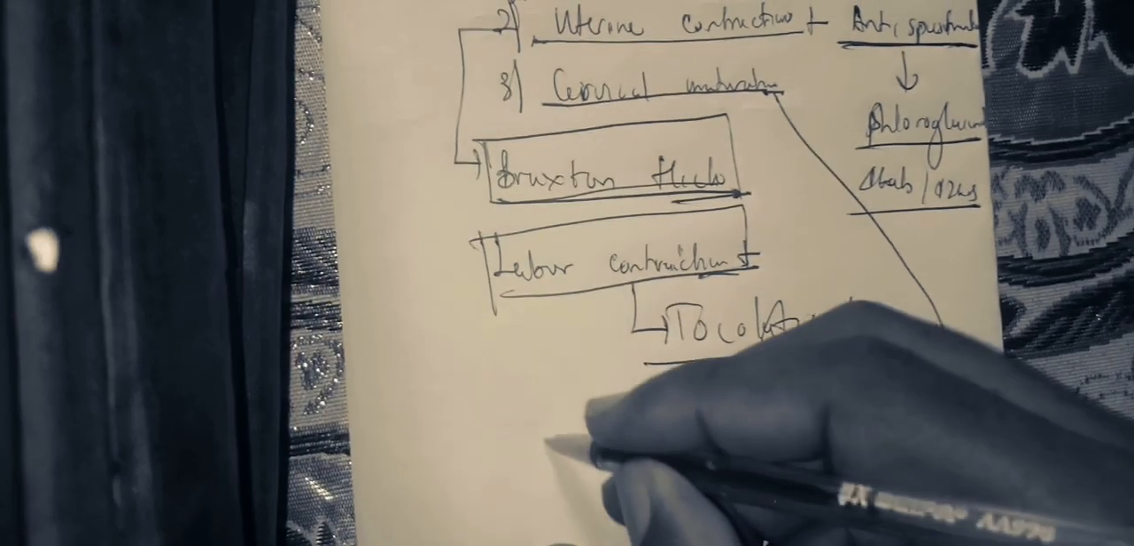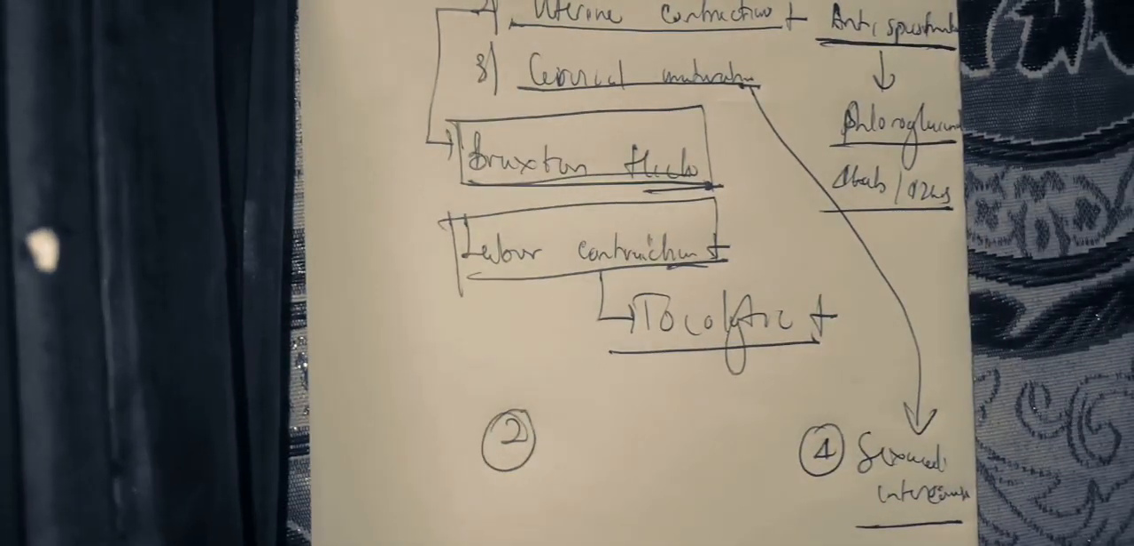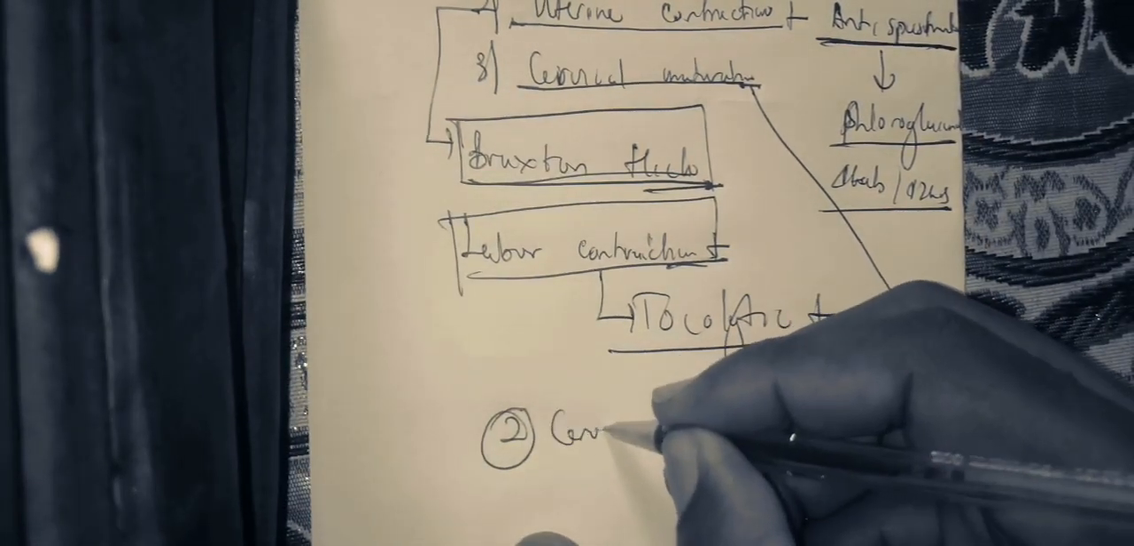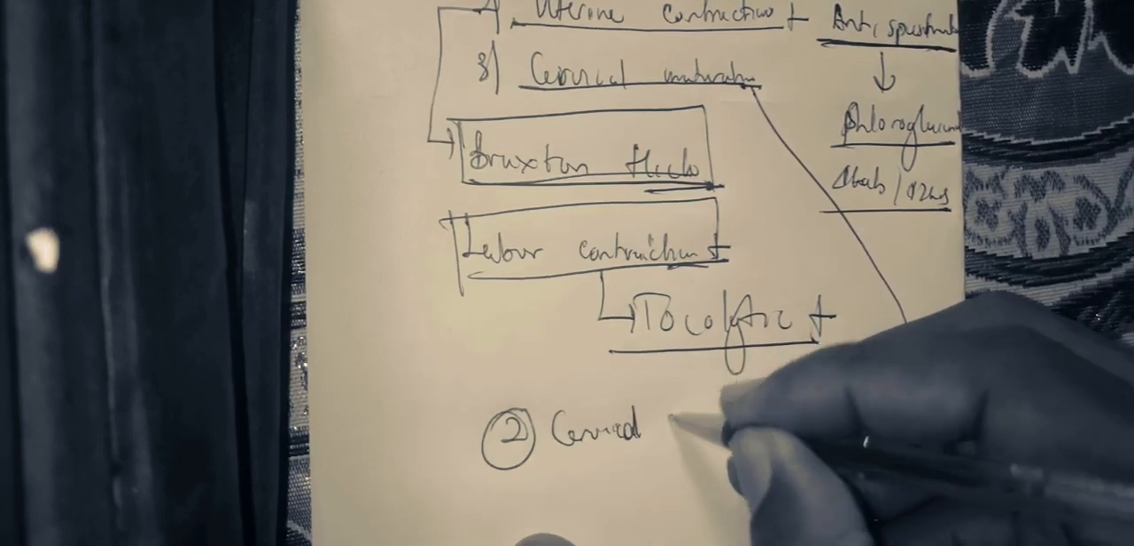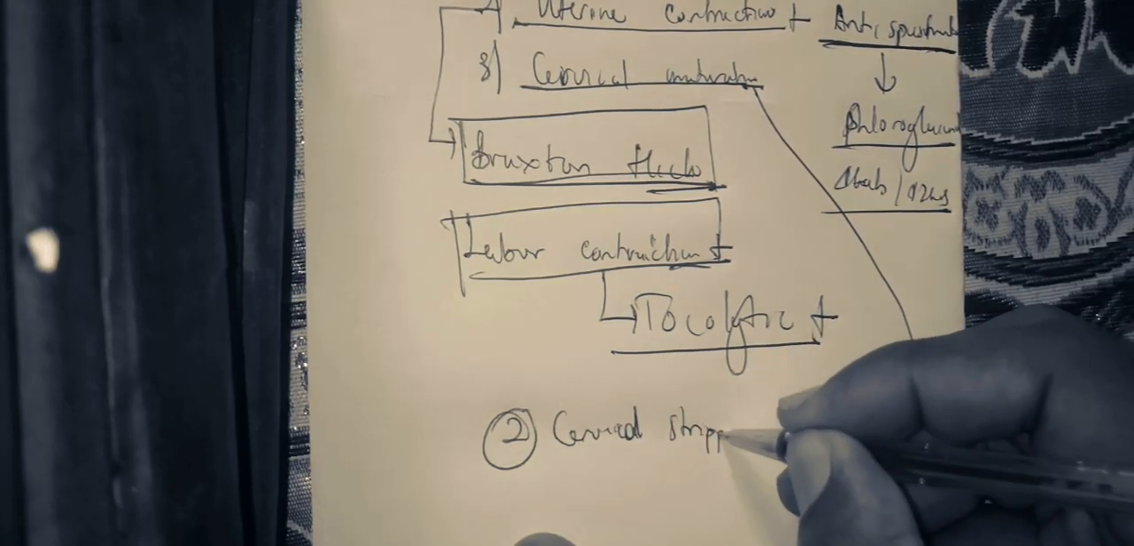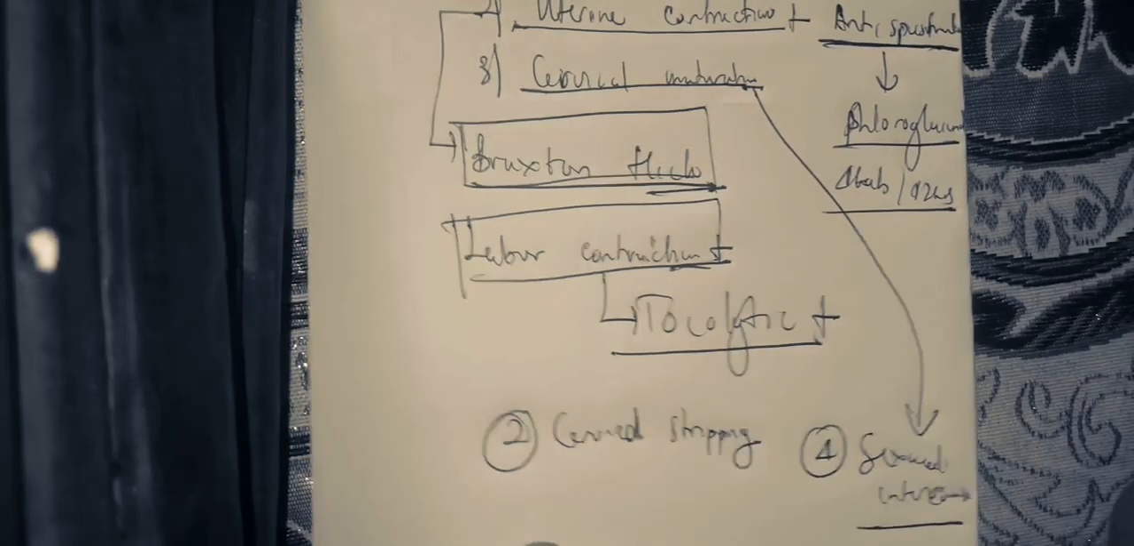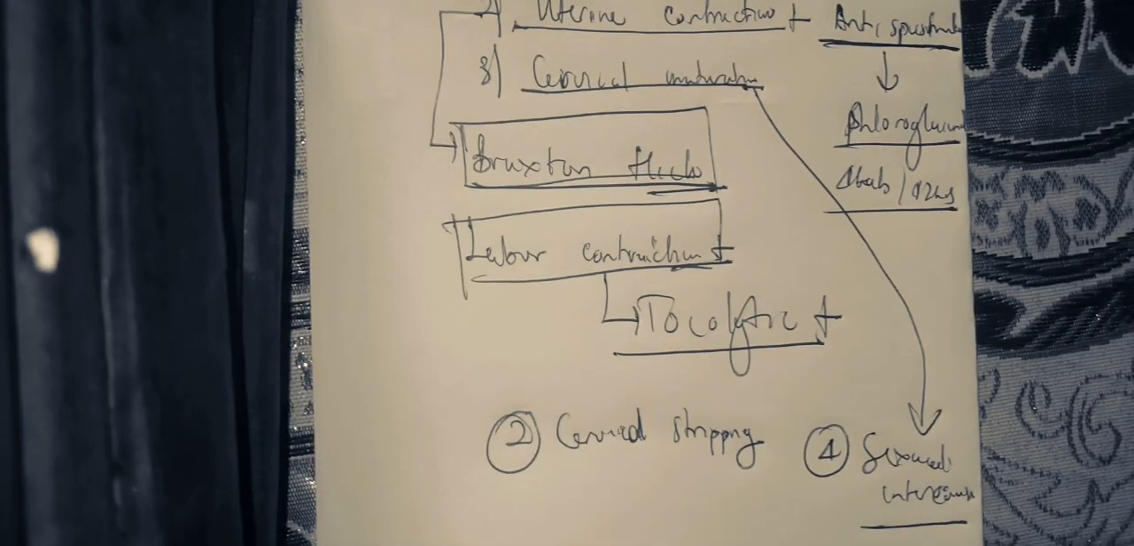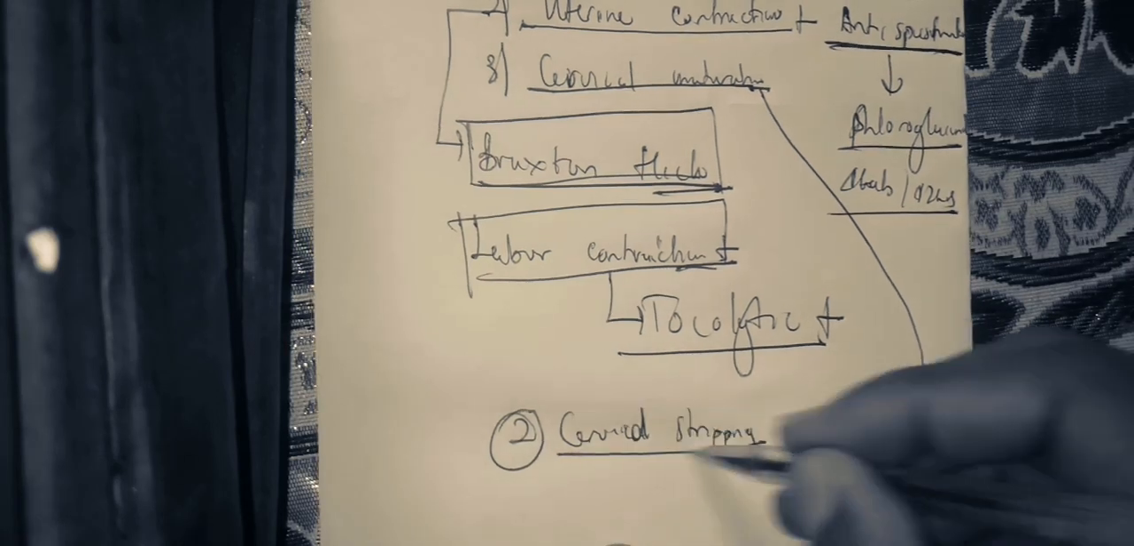The second thing is that when the woman is at the hospital, you can do cervical stripping. In cervical stripping, you just stimulate the cervix. You put your finger inside the vagina, do a vaginal examination, then stimulate the cervix. That's called cervical stripping.